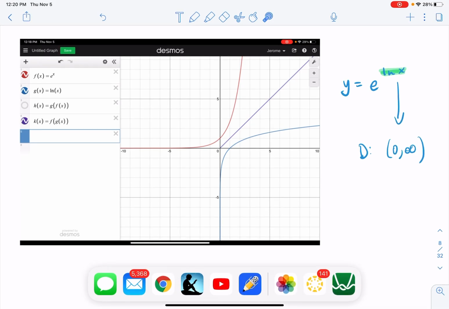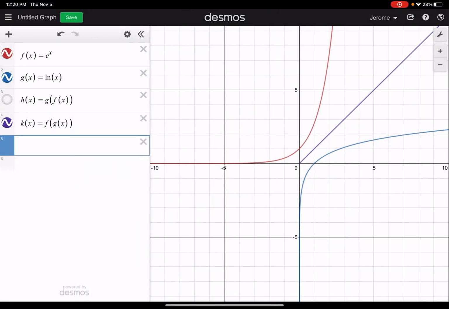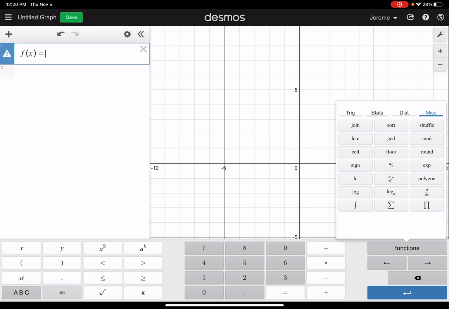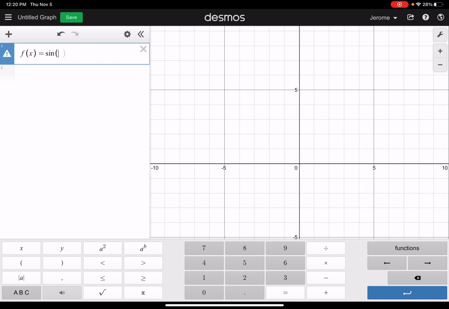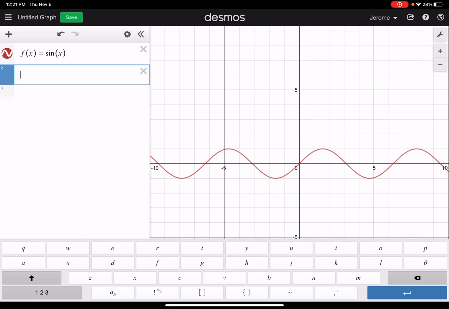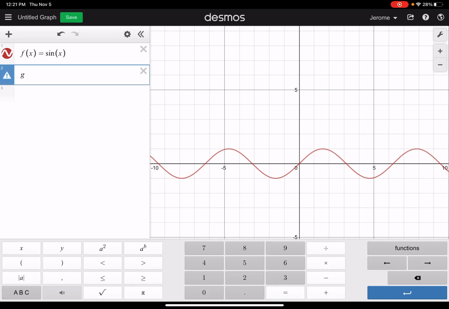Okay. All right, then, let's go back over here and make a new blank graph, and let's do sine. So we'll do f of x equals sine of x. All right, there's my sine of x function as anticipated. And then let's do the inverse as g of x. I do have a function for that. It's up in here. Oh yeah, there we go.